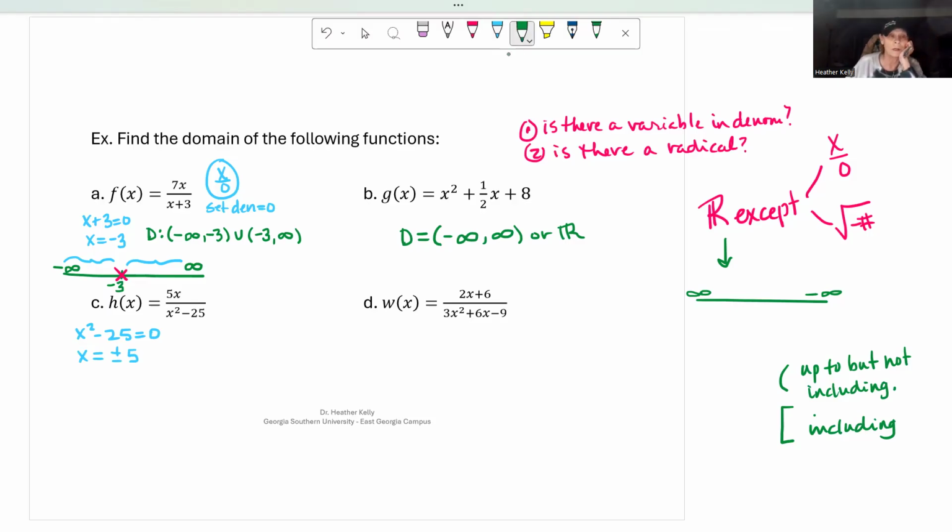Let's just draw a picture of that real quick, just because I want to make sure everyone understands. So negative 5 is bad and 5 is bad. So we're actually going to have 3 sections, right? Because the only thing that's bad, it's not all the numbers between negative 5 and 5 that's bad. It's just negative 5 that's bad and 5 that's bad.